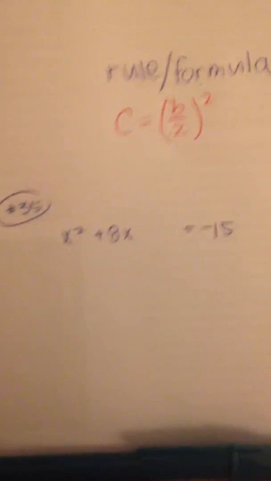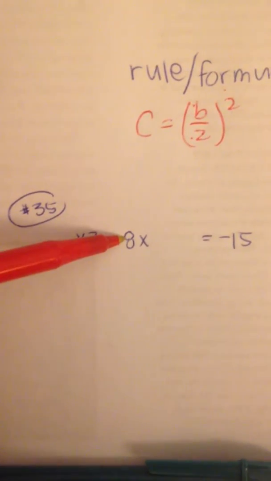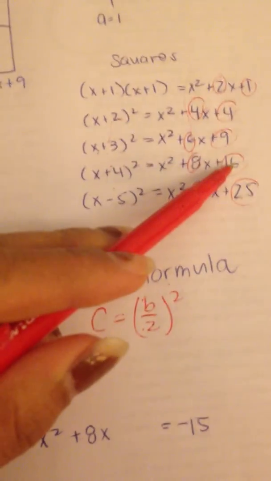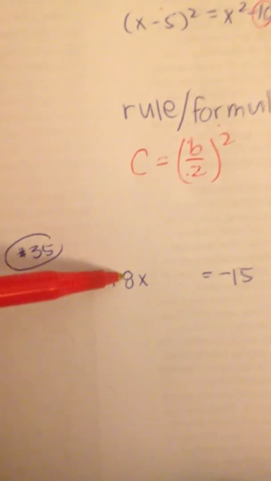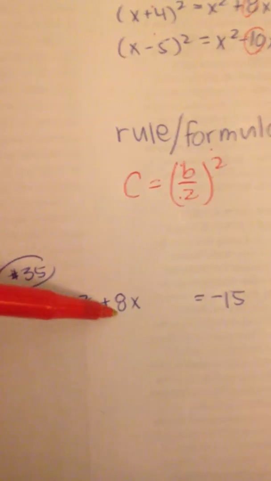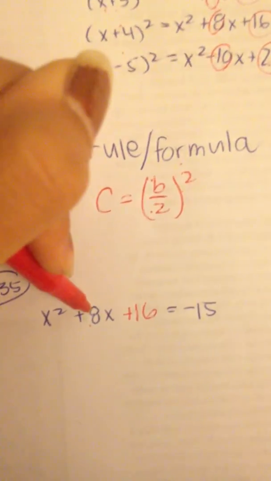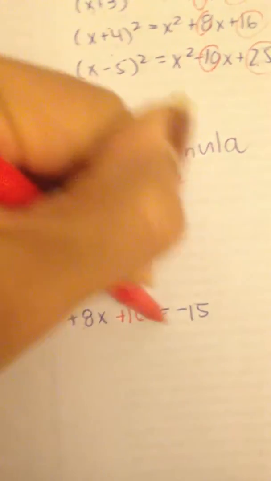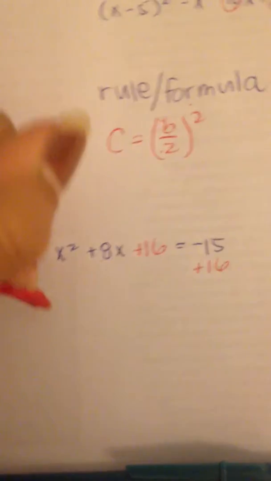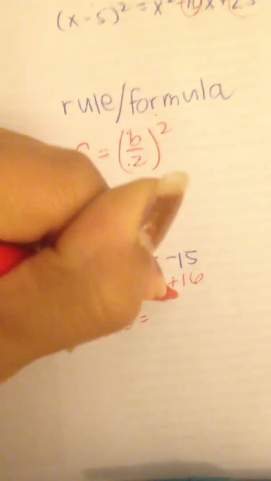For example, down here, number 35 on the homework, if you have a b value of 8, how do you end up with your c value? So we already know it's going to be 16, but how do you get to that 16? You take this number, you divide it by 2, and you square it. So 8 divided by 2 is 4, squared is 16. If you add 16 to one side of an equation, to keep it equal, you need to add 16 to the other side. So then you end up with x squared plus 8x plus 16 equals negative 15 plus 16 is 1.